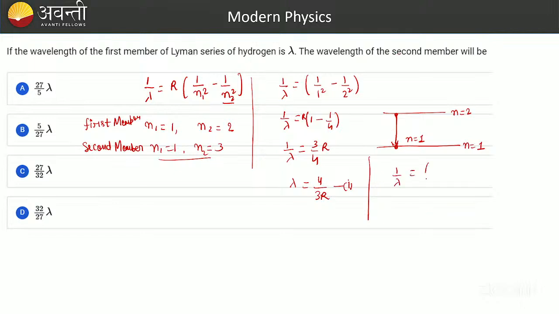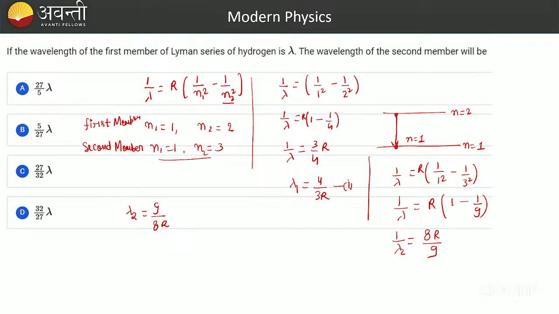Now for the second member, as this has been asked in the question, we will put the value here: 1 upon 1 square minus 1 upon 3 square. Now 1 upon lambda equals R, where R is nothing but the Rydberg constant, times (1 minus 1 upon 9). This will be 9 minus 1 is 8, so 1 upon lambda becomes 8R upon 9. I will write it as lambda 2 and this one is lambda 1. Lambda 2 is nothing but 9 upon 8R.